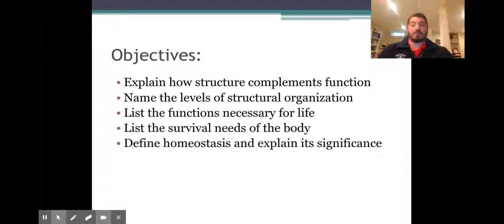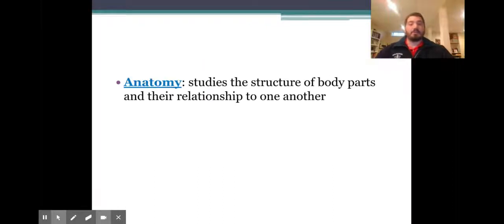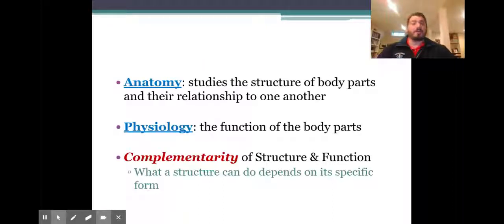If you want, take a screenshot right now so you can go back and refer to them later. And at the end of the lesson, if you're not sure of these, I would go back and rewatch it until you understand them. So first off, we're going to start by talking about what is anatomy and physiology.